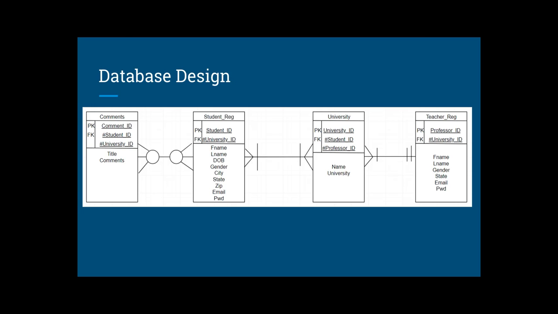And this is our ER diagram with the different entities in our tables. The comments tier, which would be connected to the student and the university. The student register holds the basic information for the student users: their ID, first name, last name, location, email and password, that kind of thing. The university's name, their location, and the teacher register, which is similar to the student register, would hold their name, location, professor ID, and would be connected to the university ID where they're currently working, as well as an email and password for login.